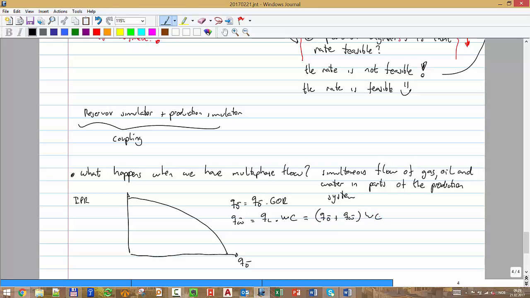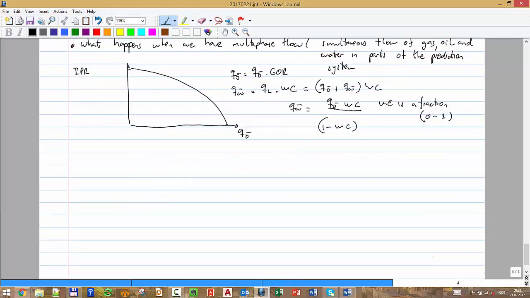And then you have, okay, I think it's like that. But that's how you clear, if you have just the rate of oil and you have the water cut, that's how you calculate the rate of the water. Is that correct or not? I hope so. 1 minus water cut. And water cut here is a fraction, that goes between 0 and 1. So that's no problem for the IPR, and we already know how to handle it.